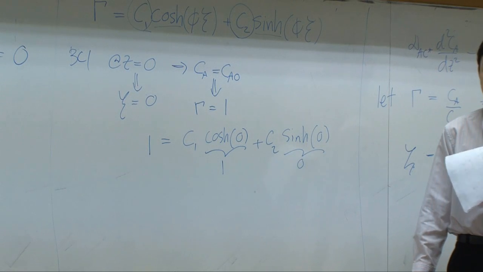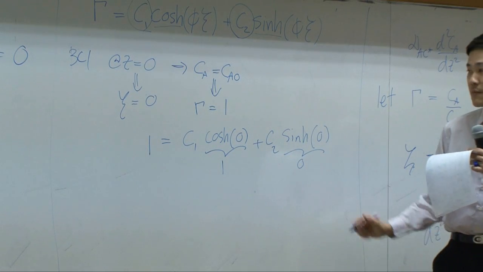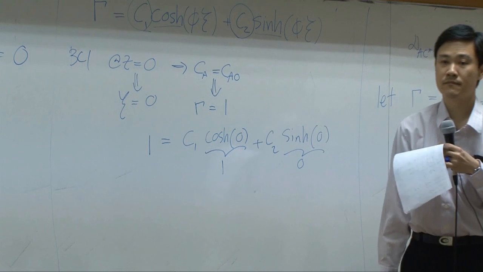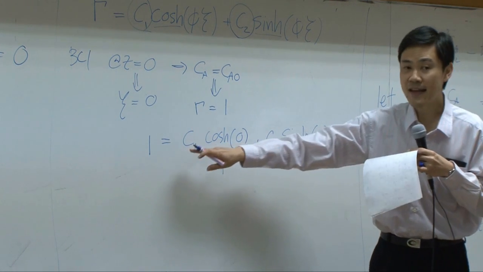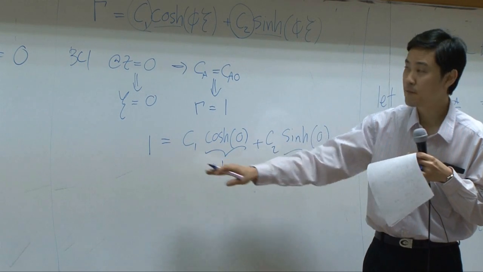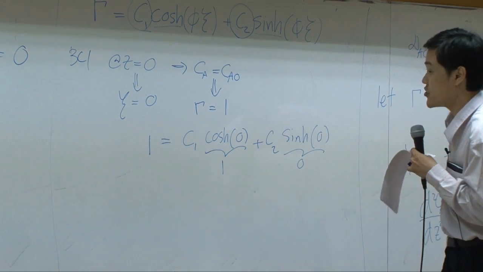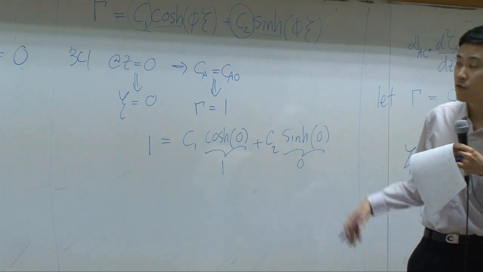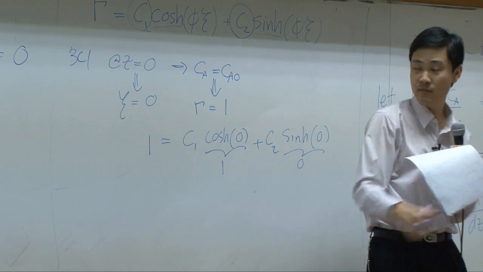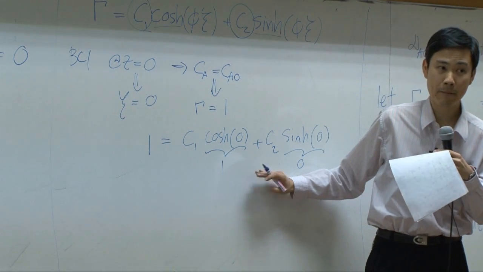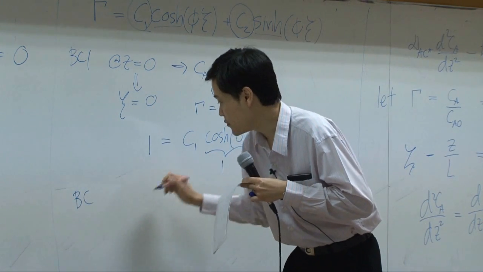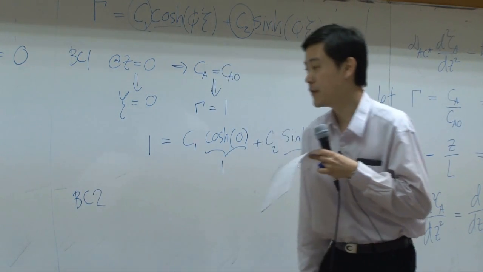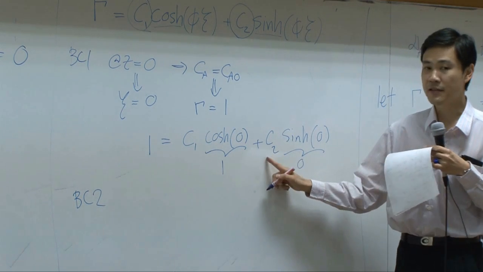Just like regular sine. So that means you have C1 equal to 1. Simple. Simplification like this was achieved by this dimensionless form. If you do not do the dimensionless form, this one will be complicated. All right? So you have C1. You need another boundary condition to identify C2.